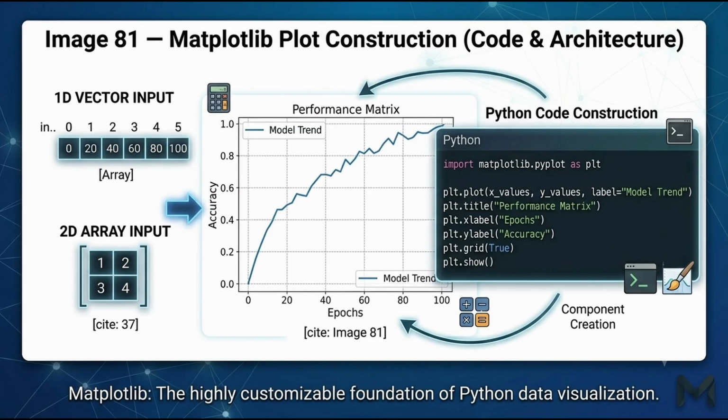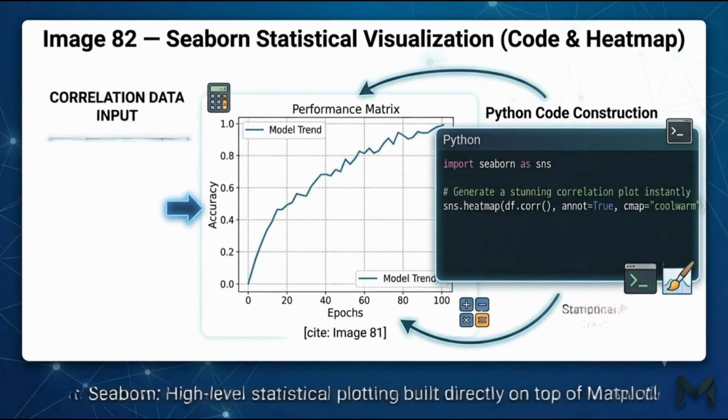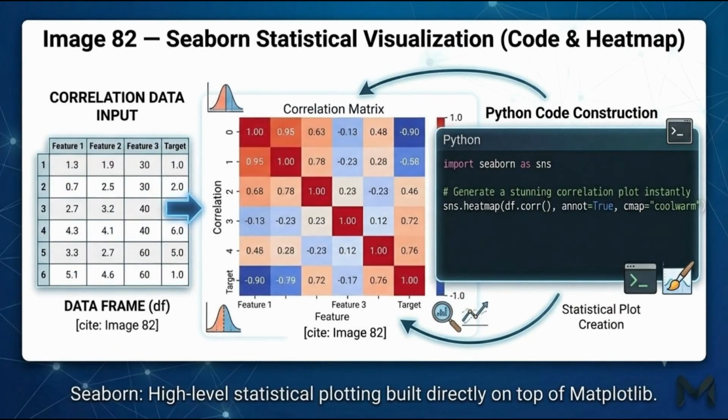However, because Matplotlib requires a lot of manual configuration to look modern, developers built a gorgeous library right on top of it called Seaborn. Seaborn is designed to interact natively with pandas' data frames. Instead of writing 10 lines of code to style a chart, Seaborn allows you to generate stunning, statistically rich plots, like distribution curves, heat maps, and linear regression trends, with a single line of code.